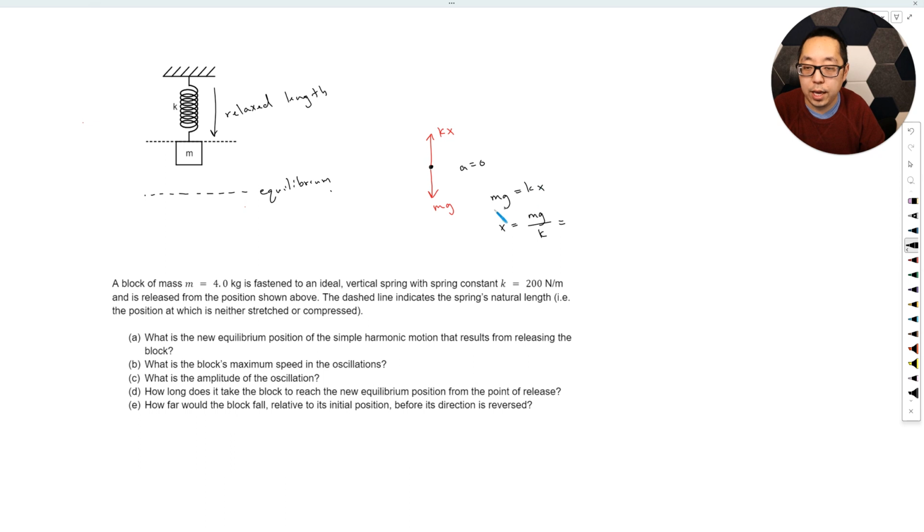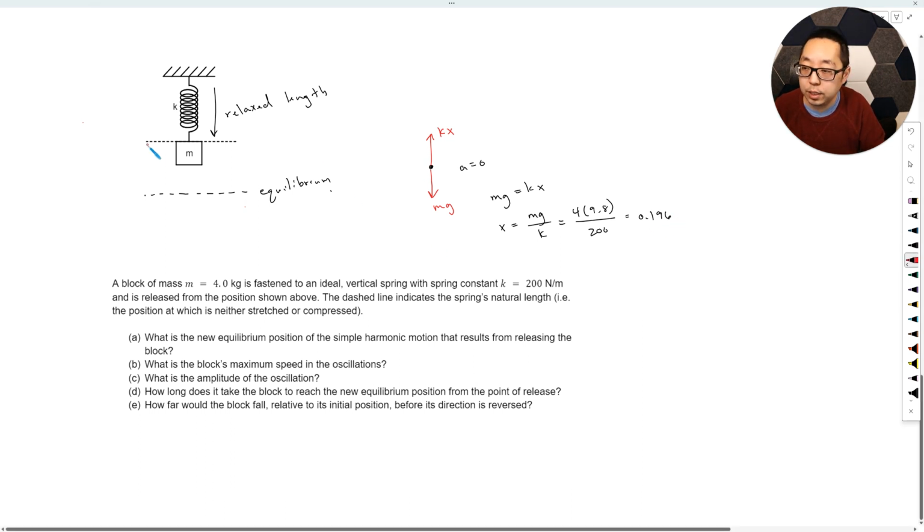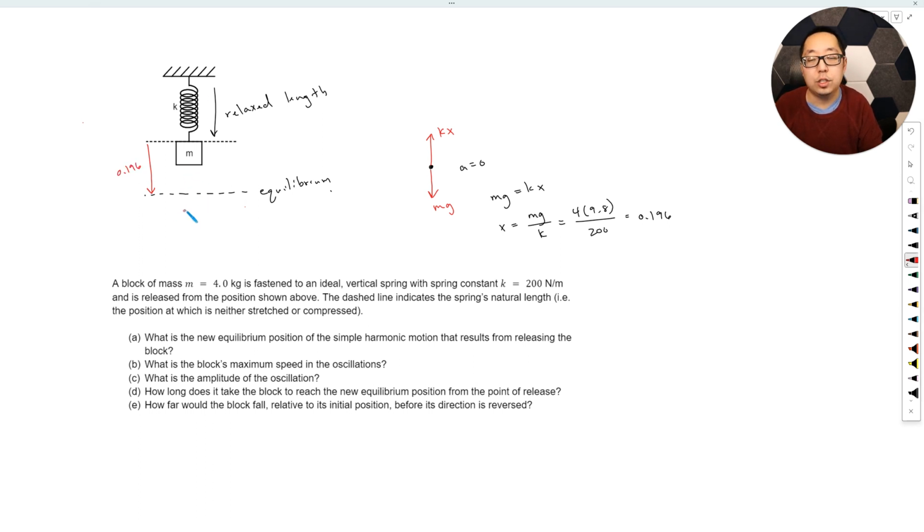So just divide by k, and then the mass is 4, the g is 9.8, and the spring constant is 200. Okay, so 4 times 9.8 divided by 200 gives you 0.196. So that means from here to here is 0.196, because this is the relaxed length and this is the stretch relative to the relaxed length.